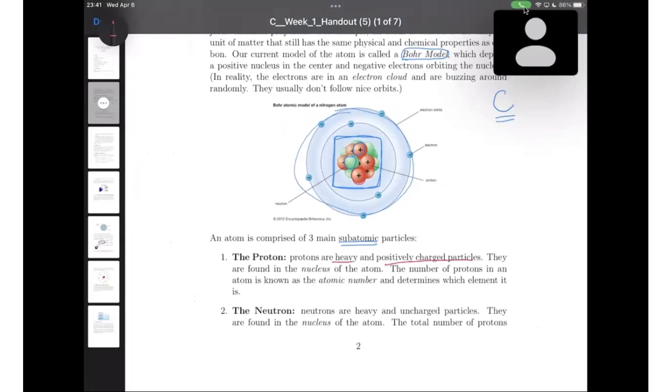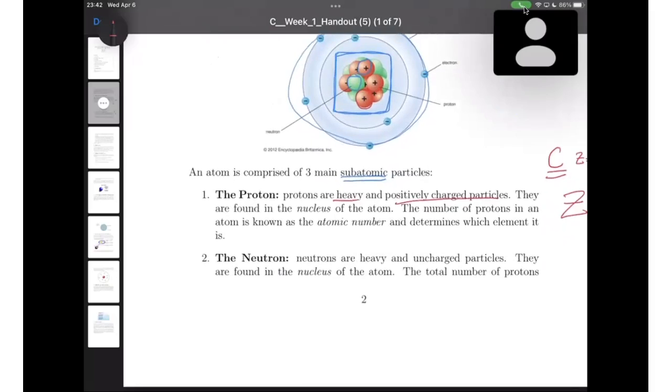The number of protons determines the atomic number of an atom, which we denote by Z. Not exactly sure why they chose Z for this, but it is what it is, and this is what's most commonly used to denote atomic number. So for example, the atomic number of carbon is 6 because carbon is the sixth element. So we would write Z equals 6 for carbon.